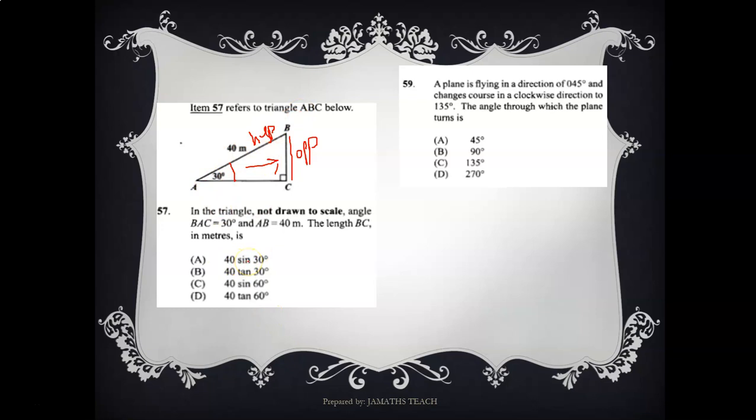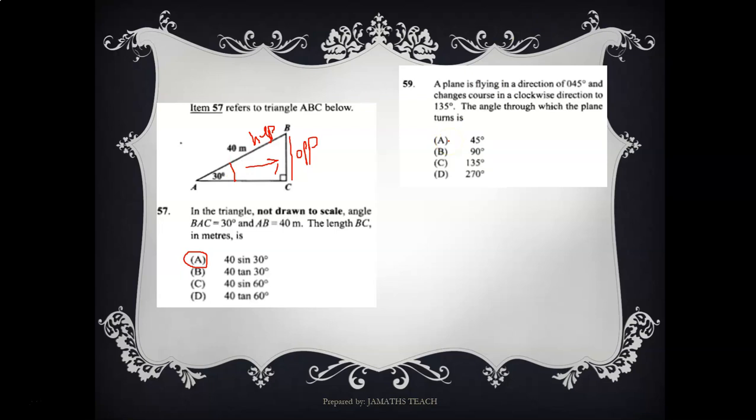They give you two sine. We know that it's sine, right? They give you two. One at 30 degrees, one at 60 degrees. So without doing any working out, you know that the answer is the one with the 30 degrees, because that is what is in our diagram. So it's going to be A, 40 sine 30 degrees.